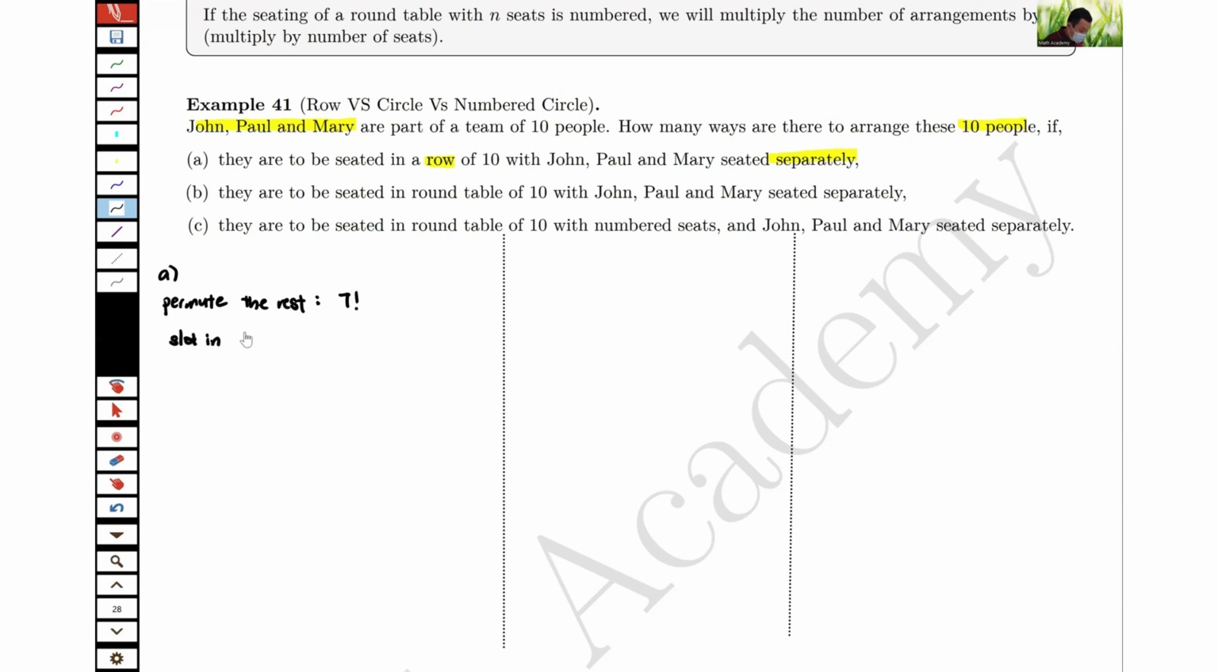We slot in John, Paul, and Mary. Whenever you have a row, the slotting in will always be 1 more than the current set. If you have 7 here, there should be 8 slots because we can include the front and back. So in a row, always 1 extra slot. And eventually we will permute these 3 objects that we have placed in, which we go for another 3 factorial. So your number of ways will be 7 factorial, 8 choose 3, 3 factorial.